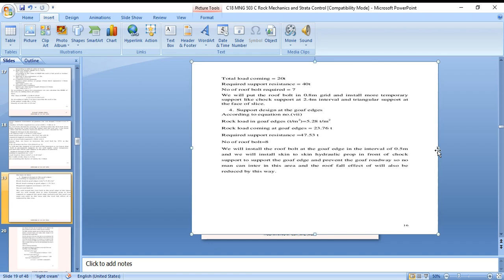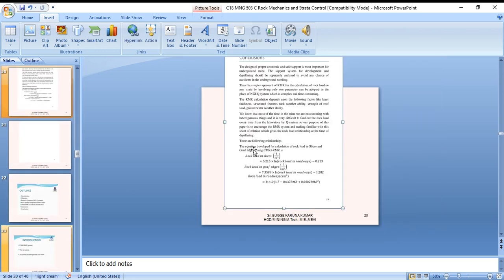We will install the roof bolts at the goaf edge at an interval of 0.5 meters, and we will install skin to skin hydraulic props in front of the chock supports. This supports the goaf edge and prevents the goaf roadway from collapsing. So no man can enter this area, and the roof fall effect will also be reduced this way.